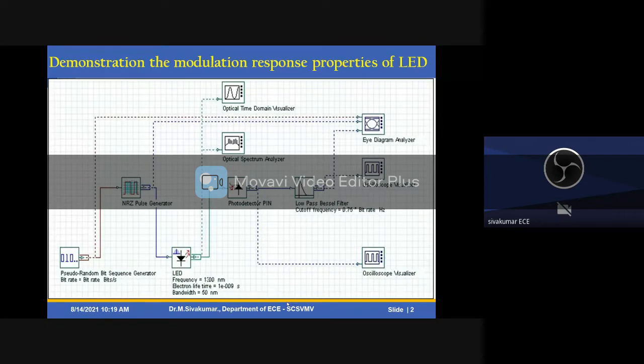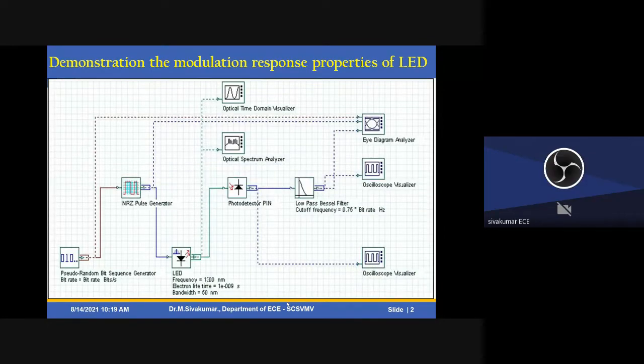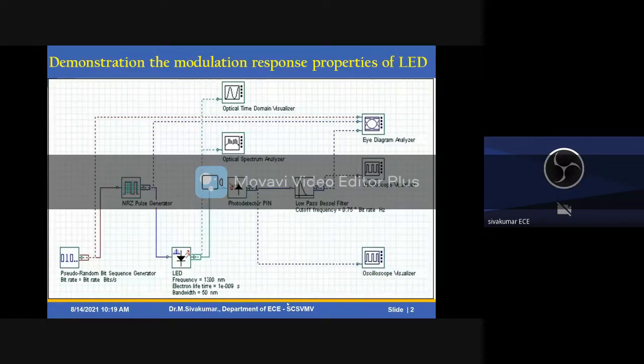Here the eye diagram analyzer has three inputs. The first one is the PRBS generator, that is the pseudo random bit sequence generator, and another input is the pulse, that is the NRZ pulse generator, and the next one is the filter output, that is the photo detector PIN output. After that, you have to get the eye diagram.